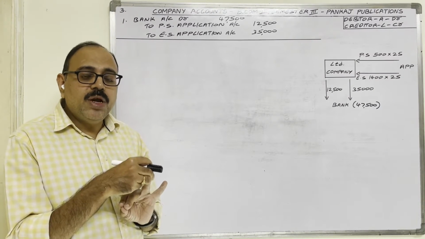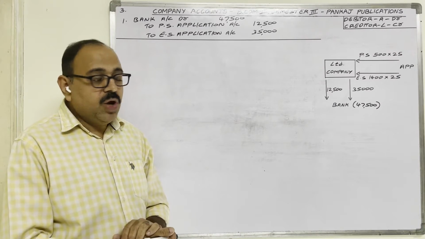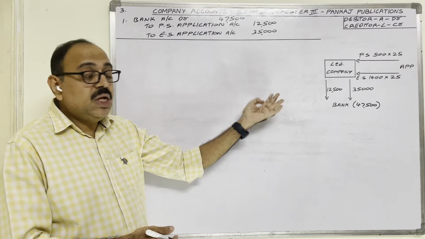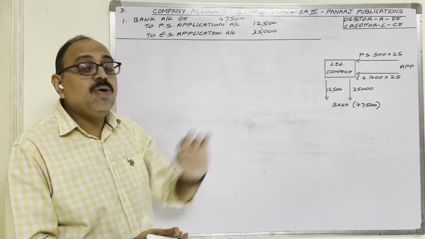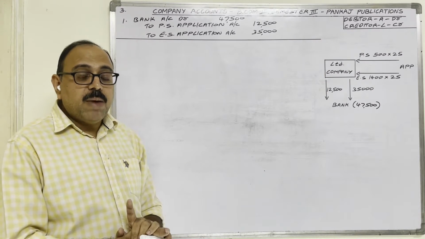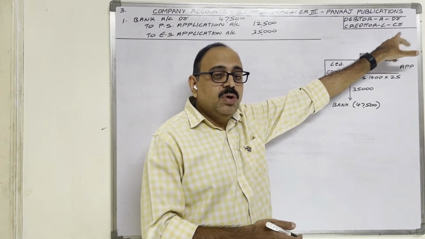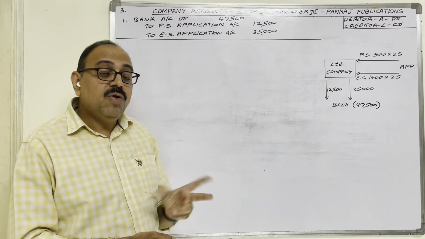So share capital is also a liability because from applicants we are receiving that capital amount. In future company has to return that money to applicants. Share capital is a liability. Liability shows a credit balance now. Therefore share capital account we have to credit.